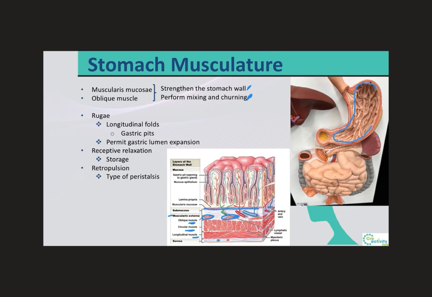Also, we see that we have these structures that are called rugae right over here. And these rugae, they are these longitudinal folds that form what we call these gastric pits. And the gastric pits actually permit us to have this gastric lumen expansion. So when we eat, our stomach is able to expand. And when our stomach is empty, then they form these gastric pits again, and this allows our stomach to recoil.